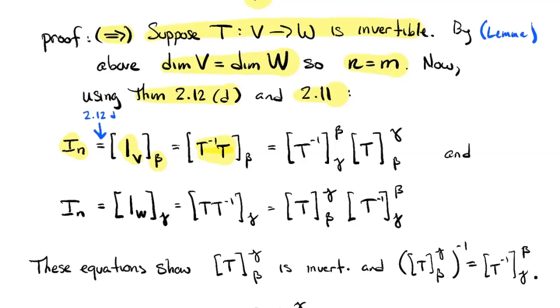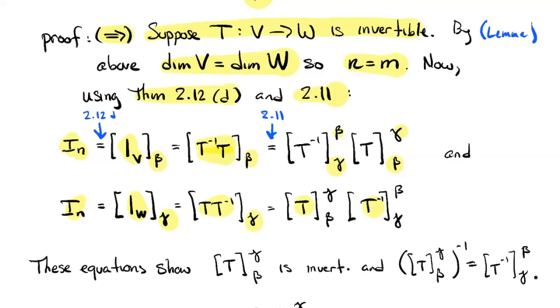And then the matrix in a basis beta of a composition of two linear maps is the product of the matrices. That's the 2.11. So theorem 2.11 says that the product of those matrices is the matrix of the composition, right? And you have to have the bases right. So T inverse is in the gamma beta basis, T is in the beta gamma basis. The second line, I'm just reversing the roles. The identity matrix is also the matrix of the identity on W in the gamma basis. The identity on W is the composition of T and T inverse in that order. And then use theorem 2.11 again.